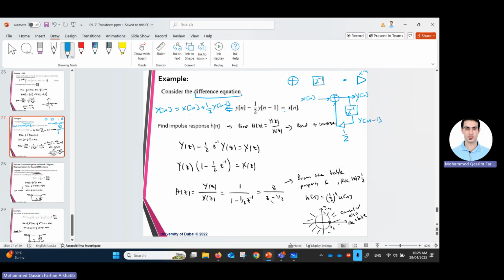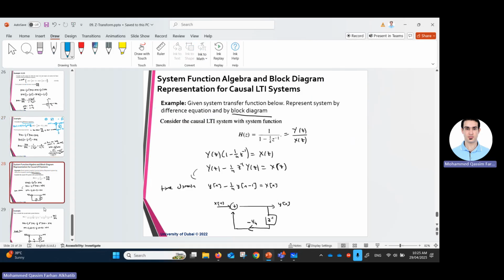And it's going to be the input for the adder. So this is the block diagram of this difference equation system that I have. Clear? Yeah, you may have a question like this. So that's the same example, but with a different difference equation. So this is how you represent the block diagram.